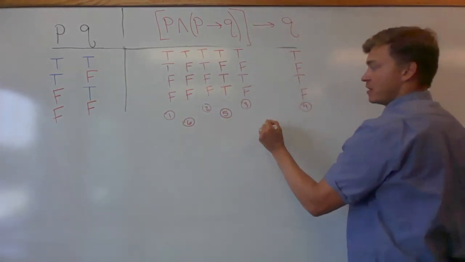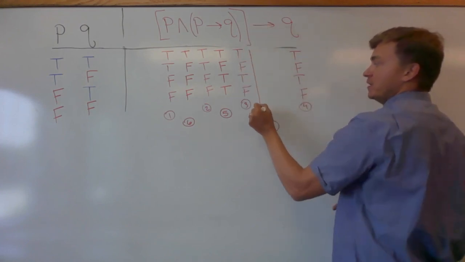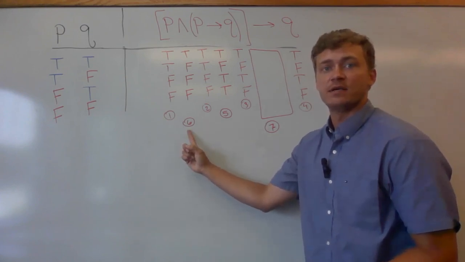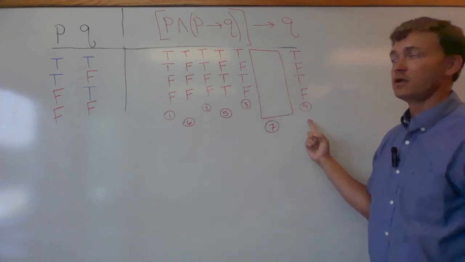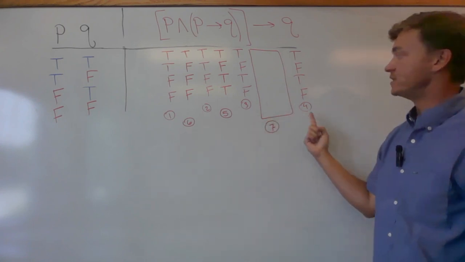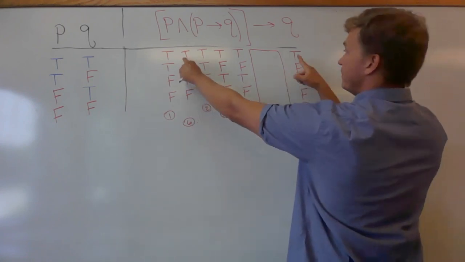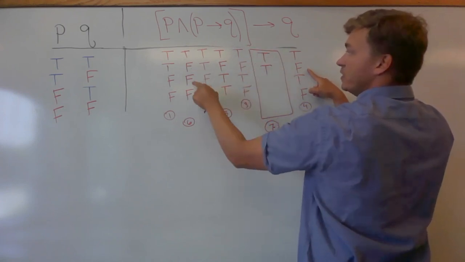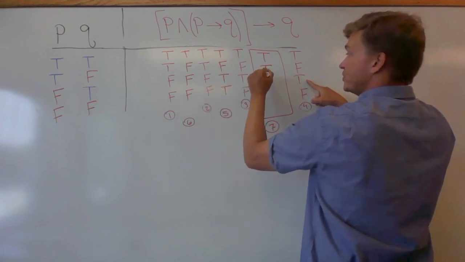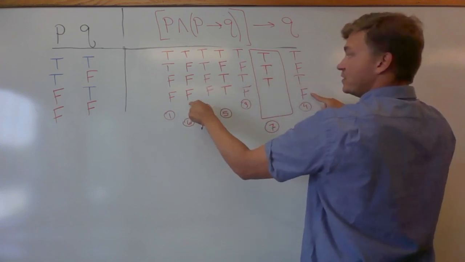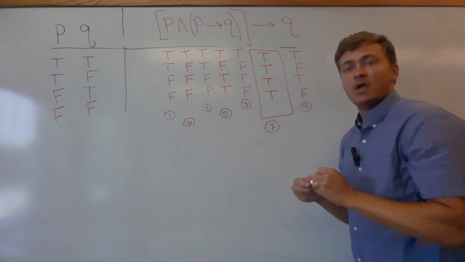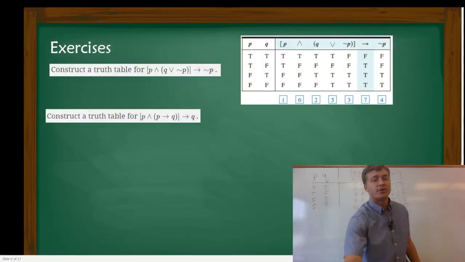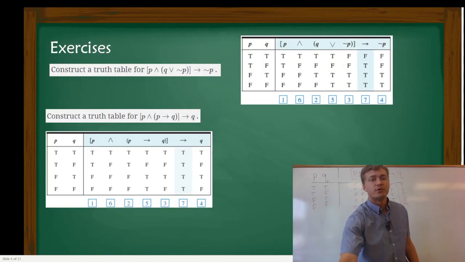Lastly here, our final column is going to be this last conditional statement. So what we just found, column six, is going to imply column four here, right? This implies Q. So here, T implies T. True implies true is true. False implies false is true. False implies true is true. False implies false is true. So we get down to our final column where our conditional statement is, and we end up with a column with only true statements.